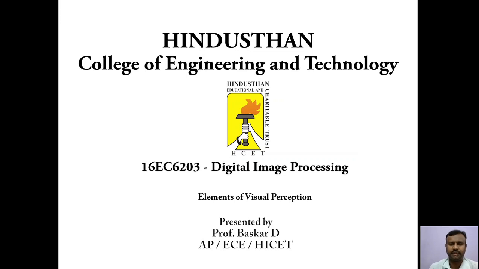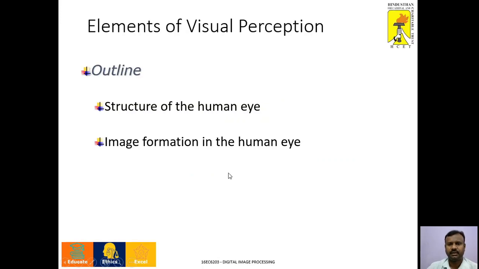In this video, we are going to discuss the elements of visual perception in the subject Digital Image Processing. The contents are the structure of human eye and image formation in the human eye. These are the two topics we are going to discuss in this video.